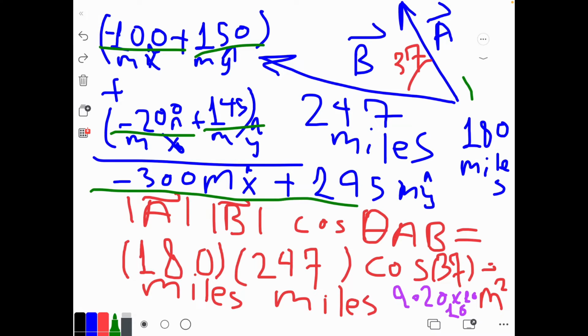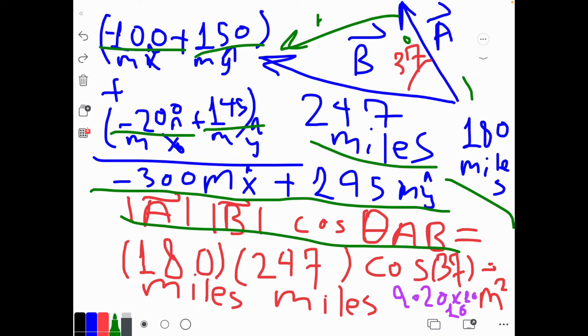So then the displacement is supposed to be negative 300 miles x hat plus 295 miles y hat. Actually, I didn't join the place. Am I doing it right? Okay, anyways. Because I had 180 miles and then 247 miles, and using the protractor, I get a 37 degree angle between Birmingham and Atlanta.